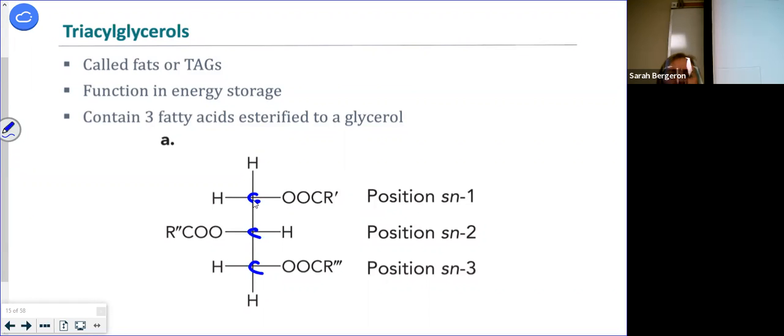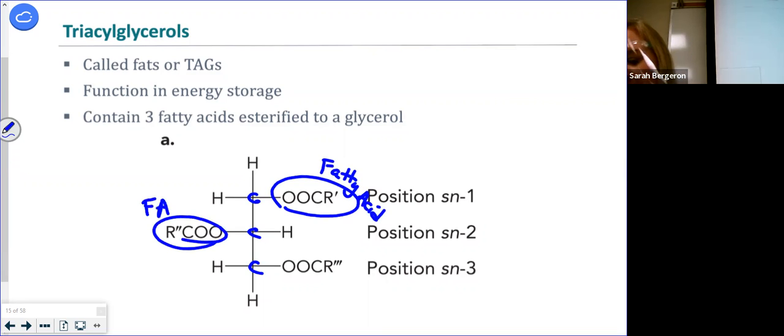No, a glycerol, not a triacylglycerol. A triacylglycerol means that we have 3 fats. So this is a fatty acid, right? This is a fatty acid. This is a fatty acid. That's why they call it a triacylglycerol. It's just an OH. It's just an OH.